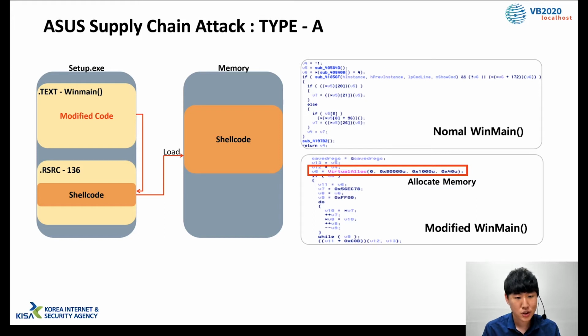Type A runs the shellcode in the modified winMain function. When the modified winMain function is executed, it loads the shellcode in the memory. Type A uses a simple code that terminates itself after only executing the shellcode.